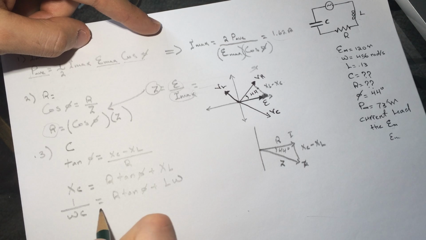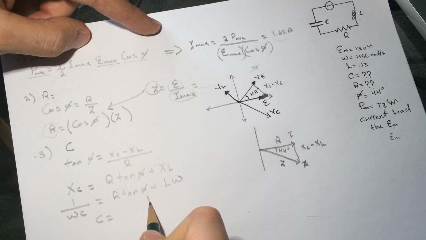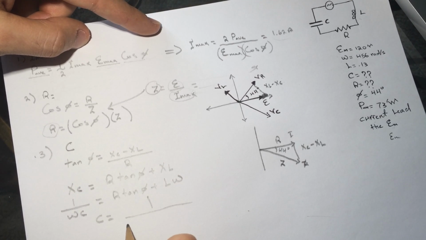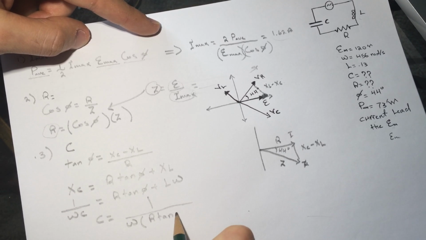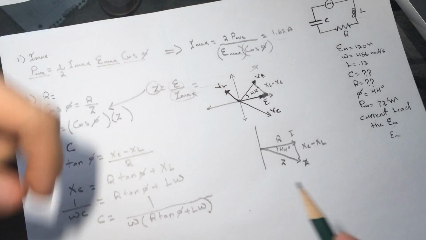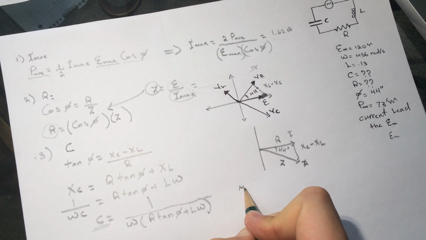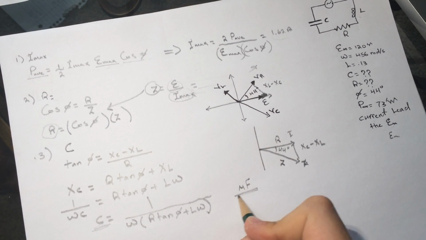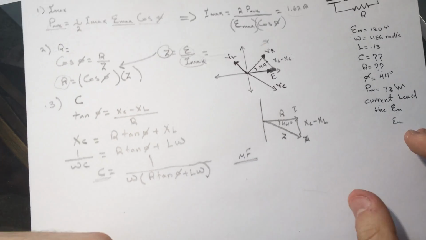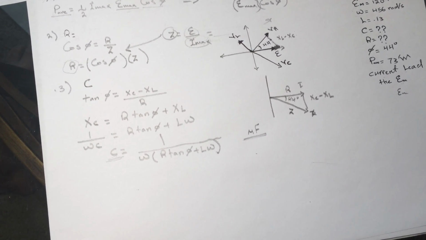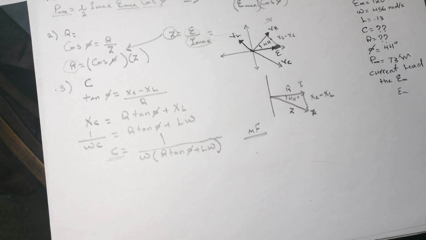So just take this down. So the C will be equal to 1 over omega times R tan phi plus L omega. Here's the capacitance, and make sure you do it in microfarads, because that's what the question is asking in my case. Okay. The next question is asking what is the value of omega.